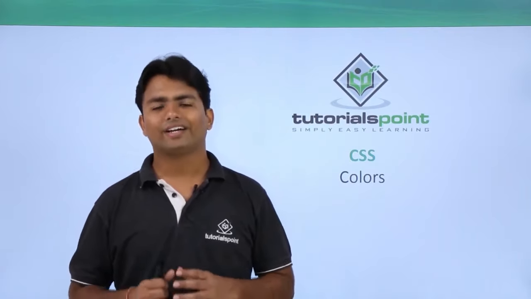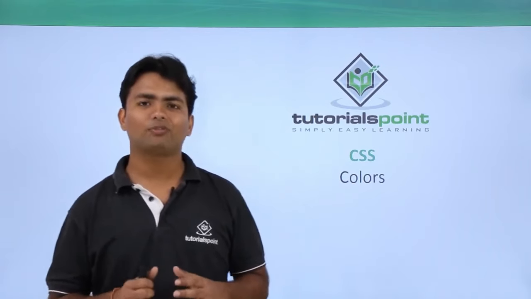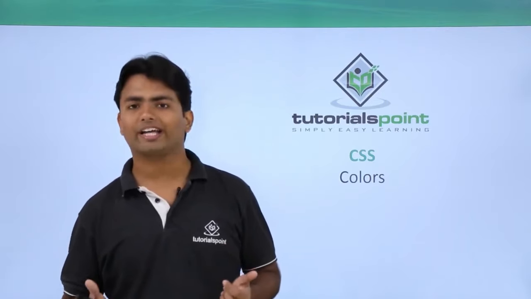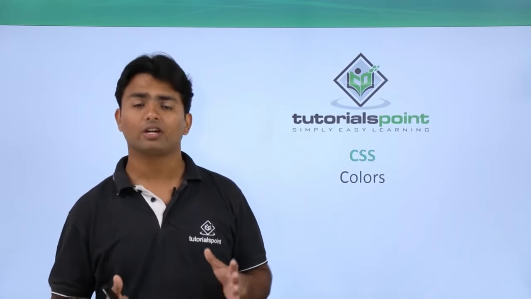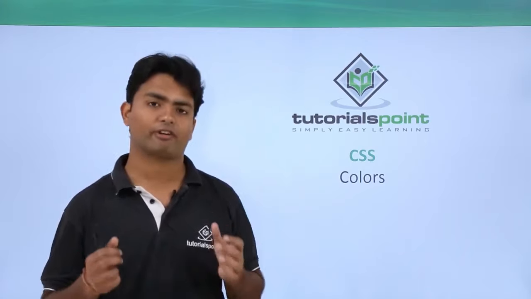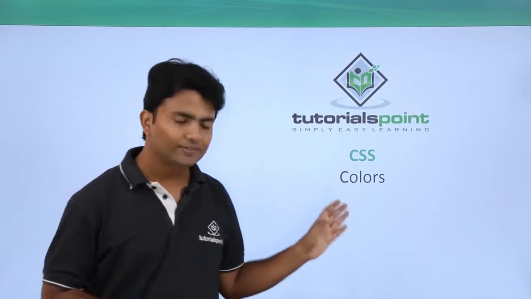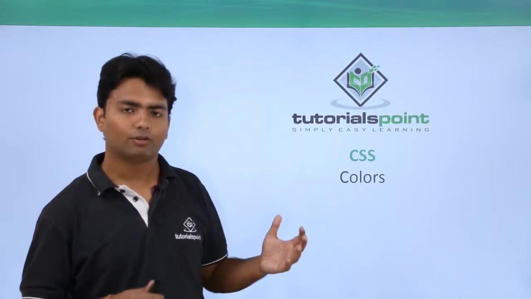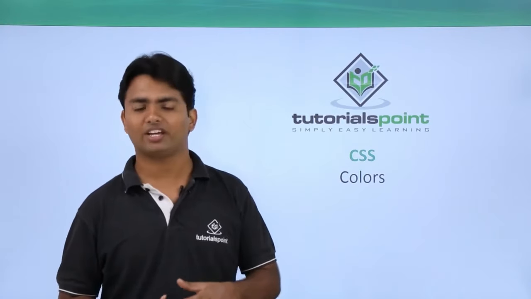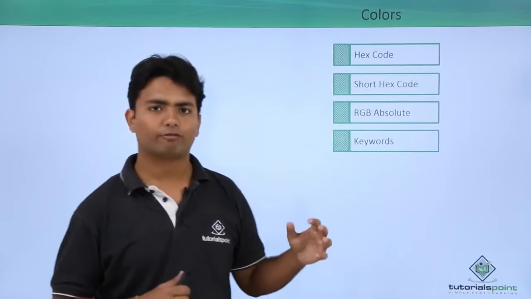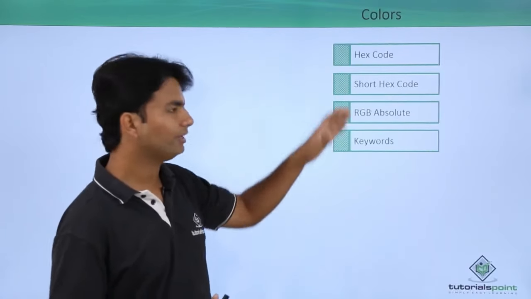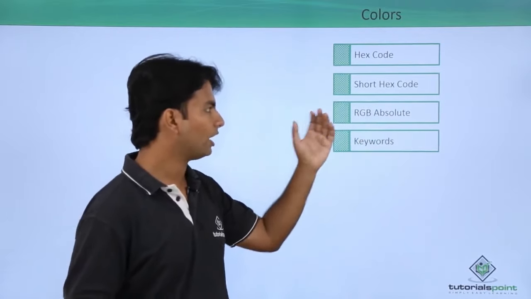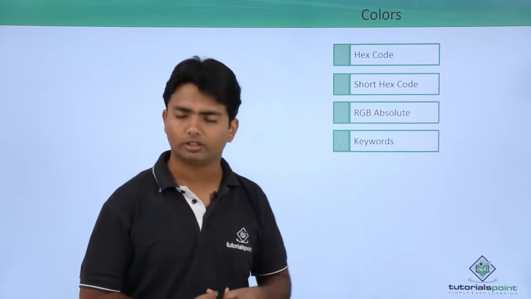Hi, here in this chapter of CSS we will discuss colors. Colors are one of the very important aspects whenever we talk about formatting or giving an attractive look to our web page. So we will learn what the different ways are of passing the color for a specific element of the HTML. Here we have 4 different ways of doing the same: first is passing the hexadecimal code, short hexadecimal code, RGB absolute, and keywords.